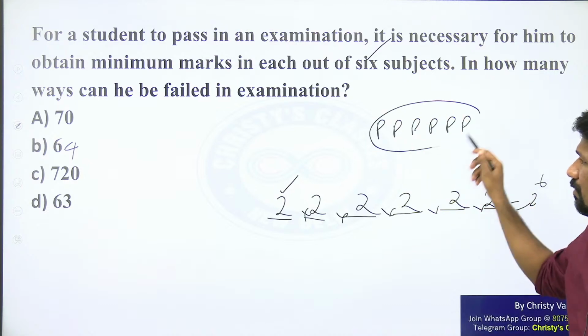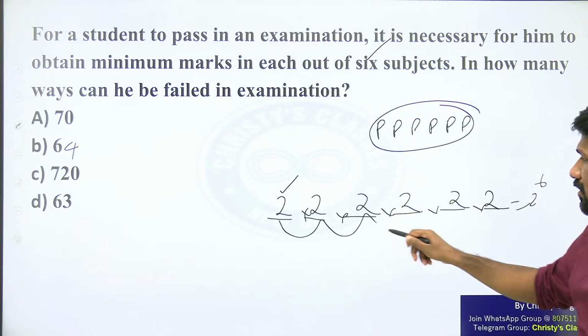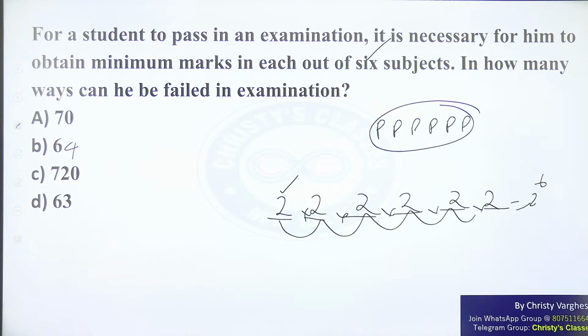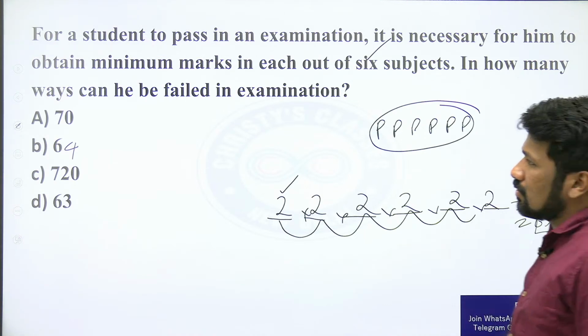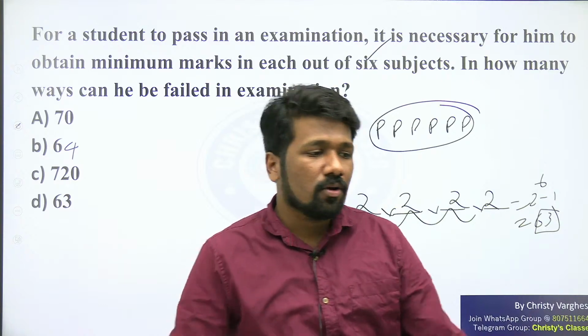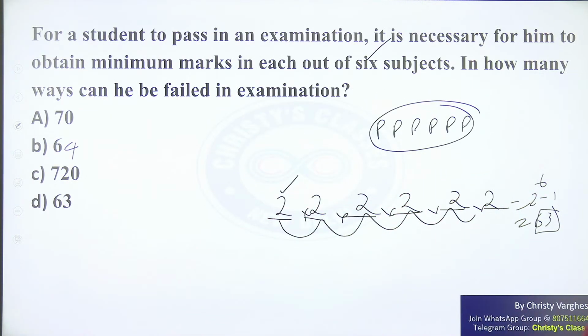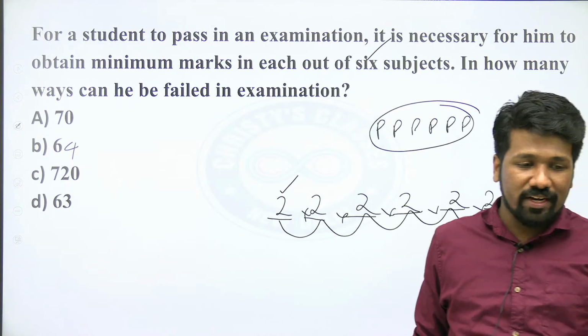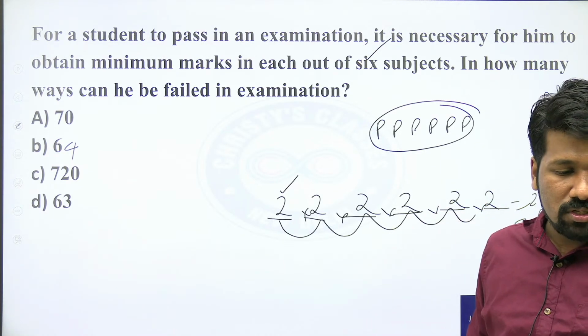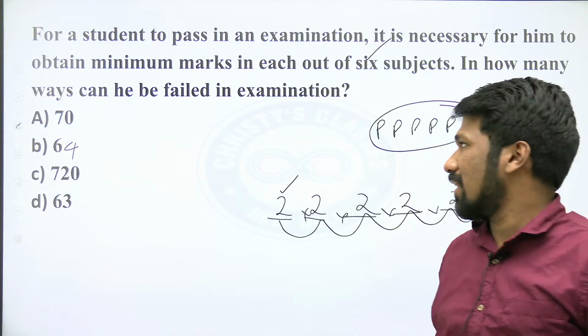But this all pass possibility is also included in this ना. इसलिए वो case subtract करना है. That is 63 will be the answer. So here subtract karna tha because all getting passed is not a way of failing. For failing, at least one subject should be failed. So 0 subject fail case subtract करना है.